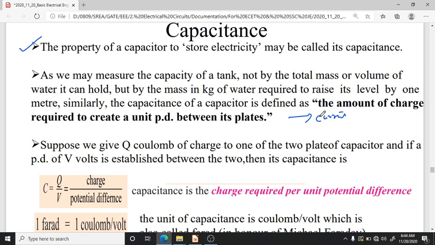That electrostatic stress creates a potential difference between the two plates. So what is a capacitor, and what is its unit? How can we measure the potential difference? It is the amount of charge required to create one unit potential difference between the plates. Suppose we give Q coulombs of charge to one of the two plates of a capacitor, and a potential difference of V volts is established between the two plates, then its capacitance is calculated from that.